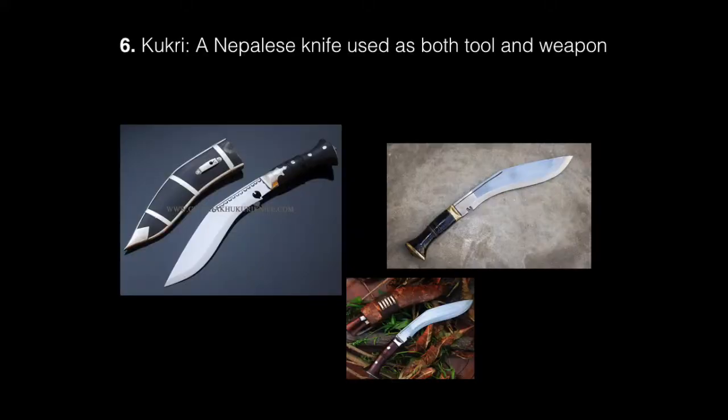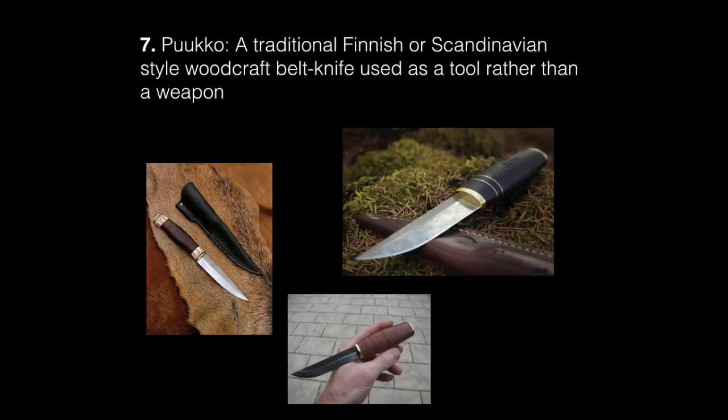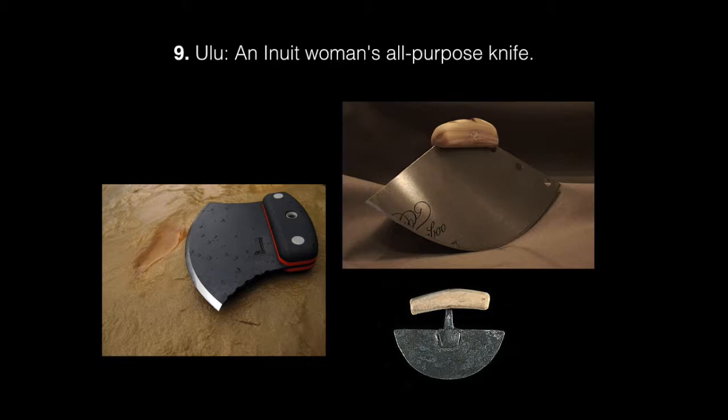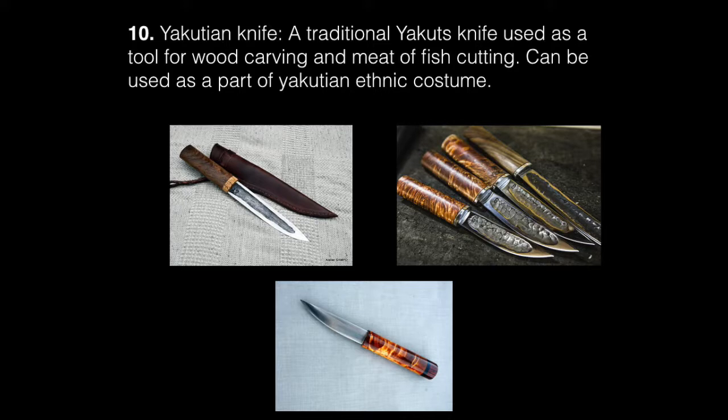6th, we have Kukri, a Nepalese knife used as both a tool and a weapon. 7th, we have Puukko, a traditional Finnish or Scandinavian style woodcraft belt knife used as a tool rather than a weapon. 8th, we have Seax, a Germanic single-edged knife used primarily as a tool but also used as a weapon. 9th, we have Ulu, an Inuit women's all-purpose knife. 10th, we have the Yucatecan knife, a traditional knife used as a tool for wood carving and cutting meat and fish, and can be used as a part of ethnic customs.